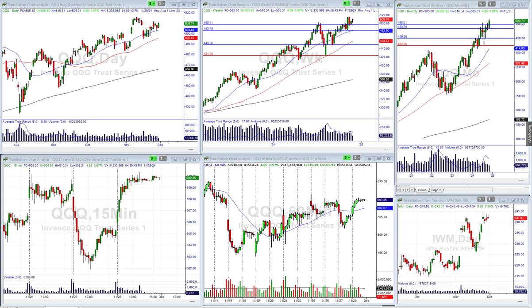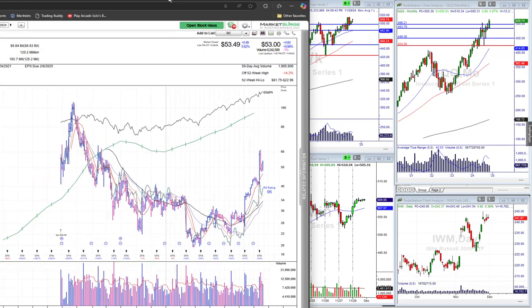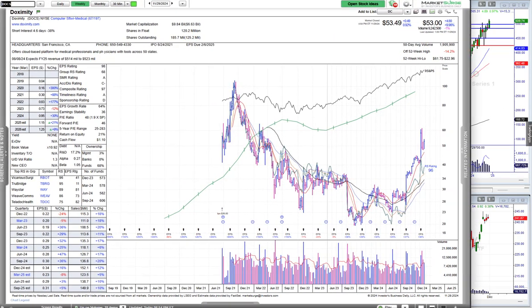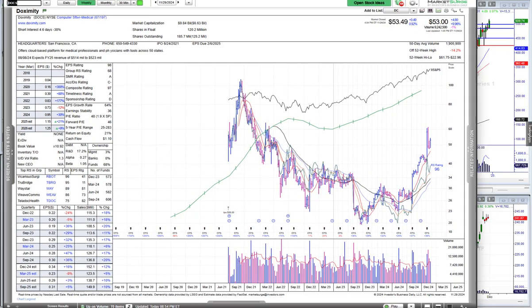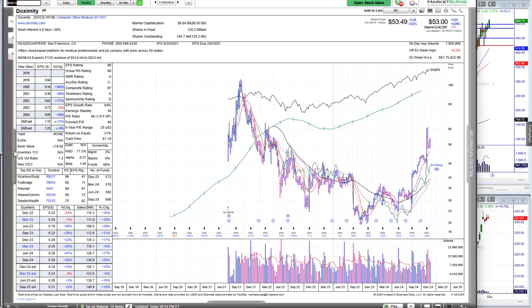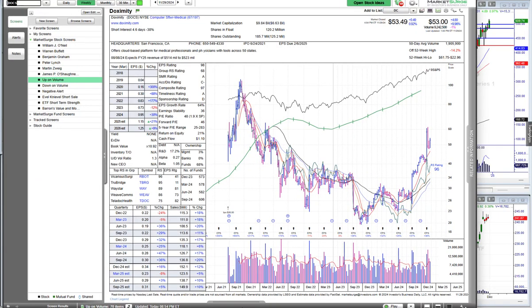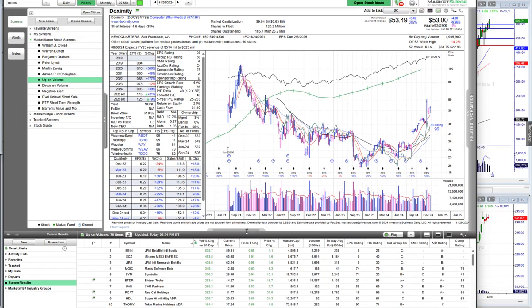And here's Market Surge, which is right over here. I'm going to bring up Market Surge just to show you what I do, and all my scans are right here. It's I think $2,000 a year, which is super cheap, and all my scans are here.